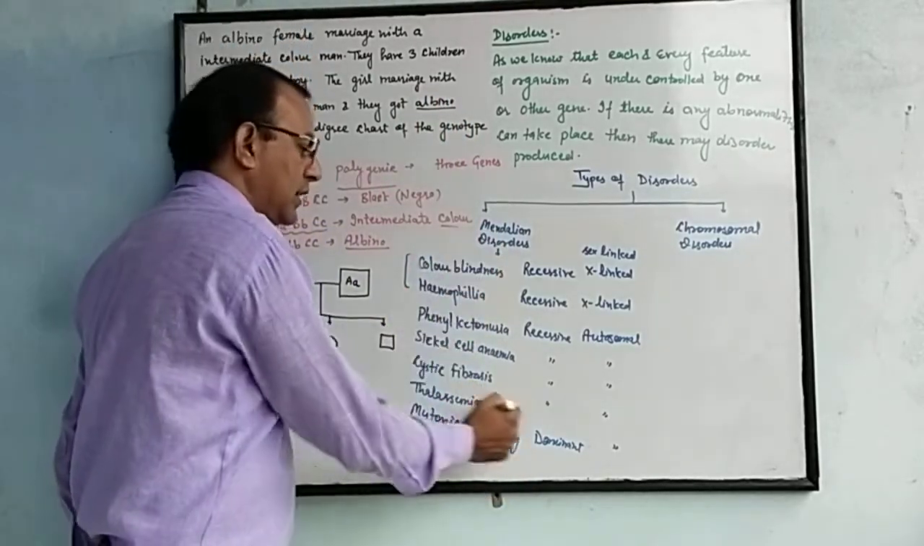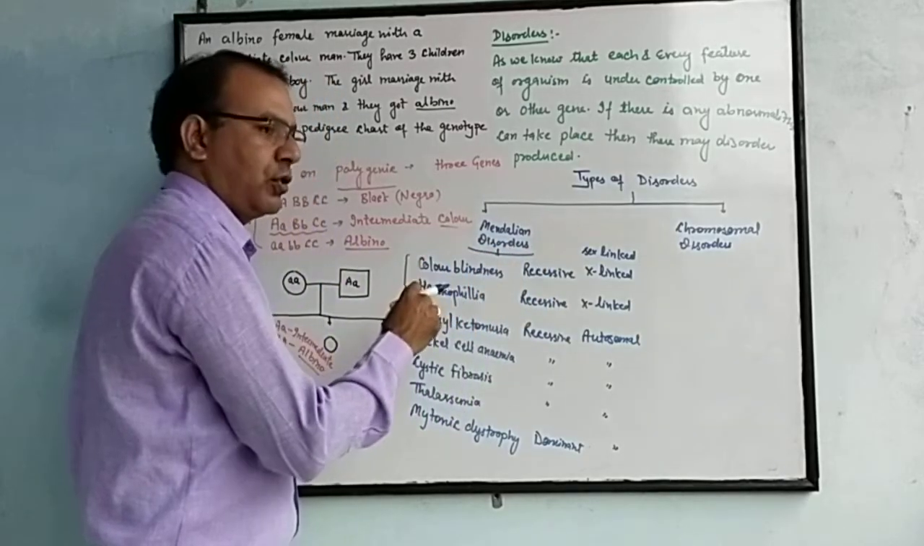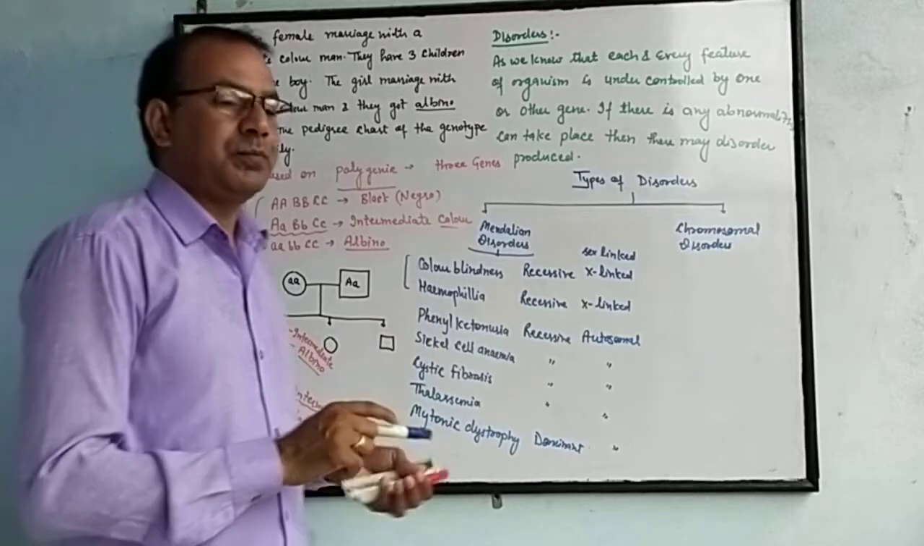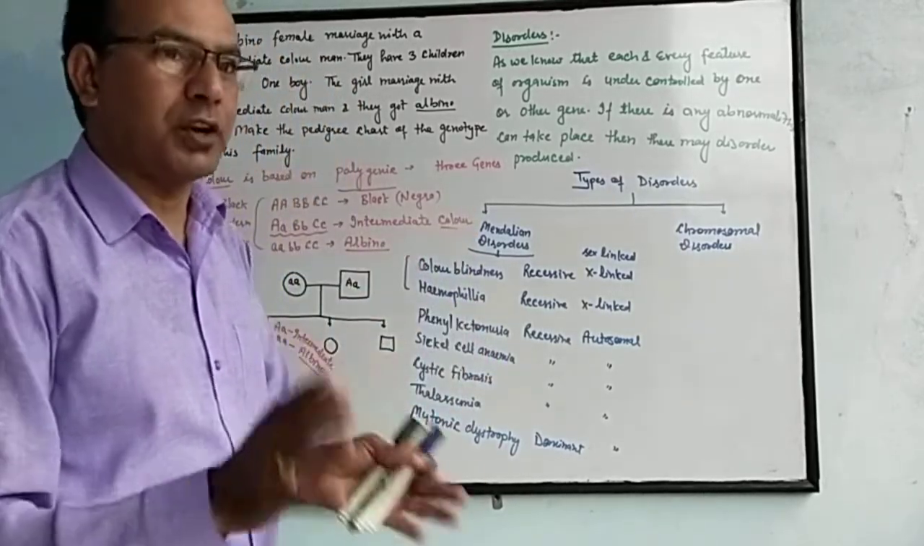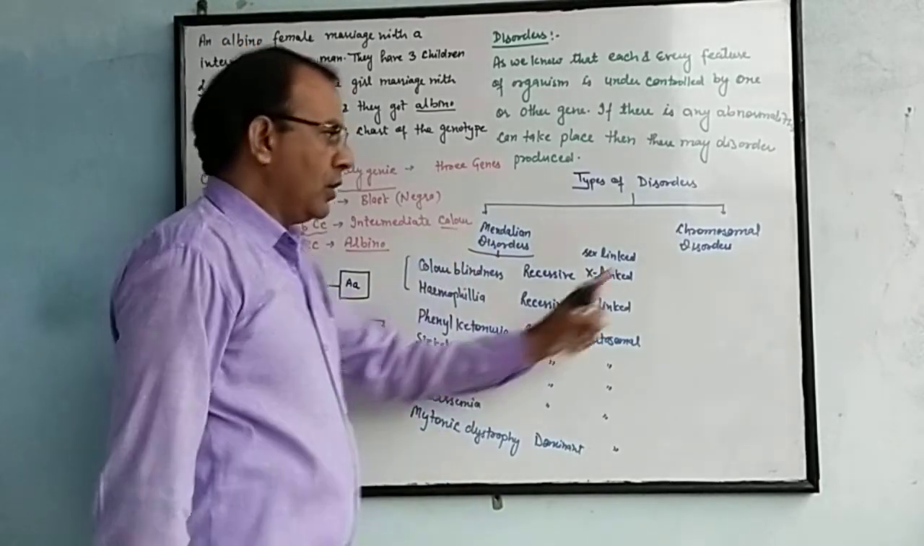So these are the disorders which follow the Mendelian pattern. Why are they known as Mendelian disorders? Because the genes may be defective, and these genes transfer from one generation to the next generation, and that may cause the disorder in the next progeny. So they are called Mendelian disorders.